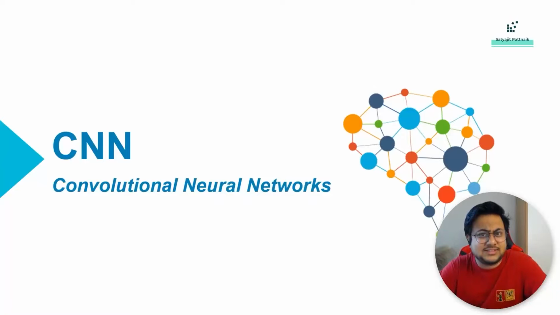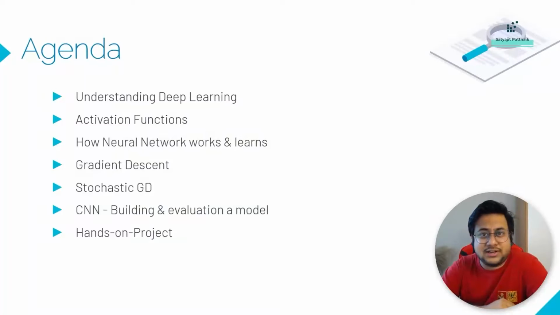Now, what exactly is CNN? How different is it from ANN and RNN? Well, everything will be taught in this particular course. This course is all about convolutional neural networks, and talking about the agenda, this is how the agenda looks like.